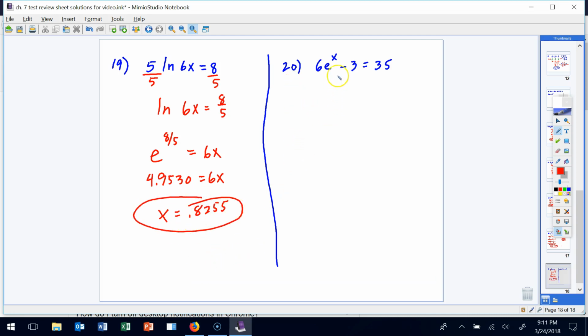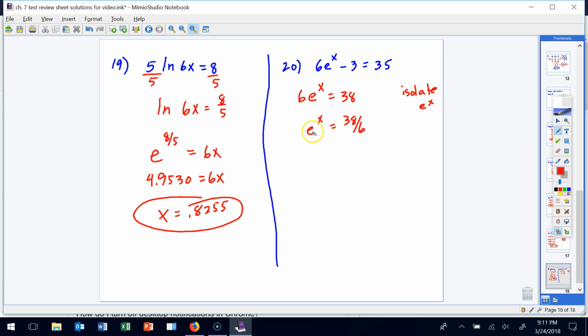And now number 20. We need to isolate e to the x first. That's an important first move. 2 steps will accomplish that. Add 3 to both sides. Divide by 6 on both sides. And you can reduce this if you like. Really doesn't matter. You're going to be using your calculator for the most part anyway.